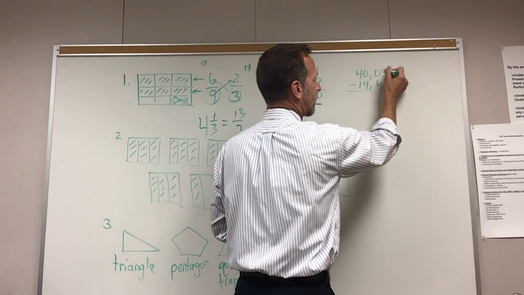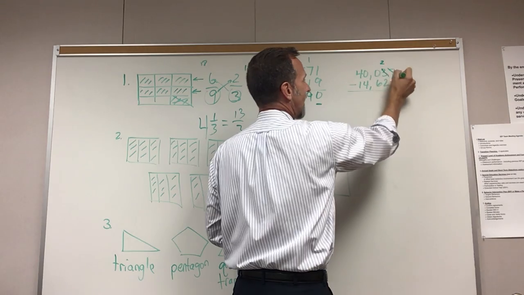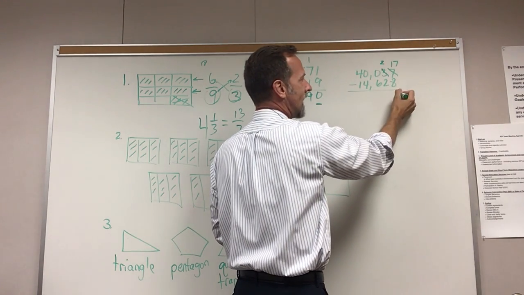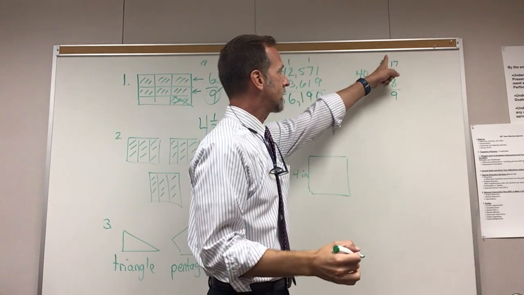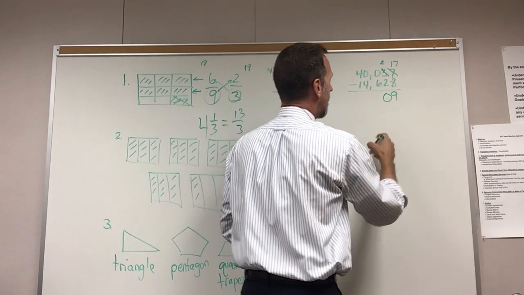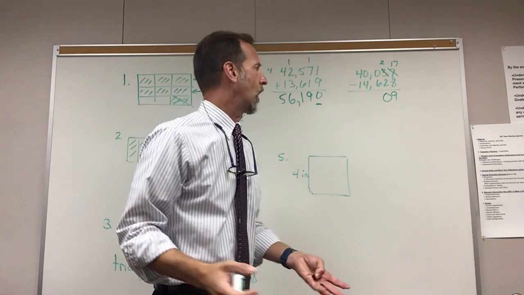So I'm going to borrow and regroup. Smaller here, that's going to make it 2. 7 becomes 17. 17 minus 8 is 9. Tens place, 2 minus 2. Can I do that? I can. 2 minus 2 is 0. Now I've got 0 minus 6 in the hundreds place. Can I do that? No.